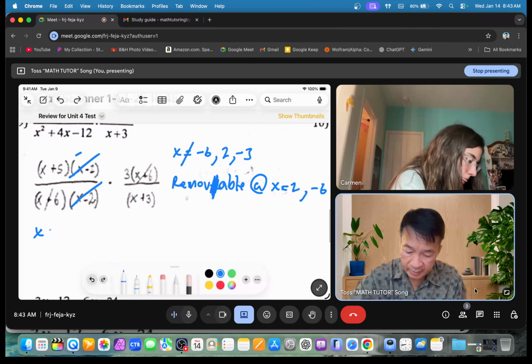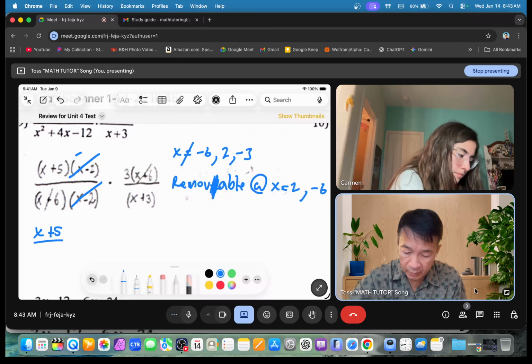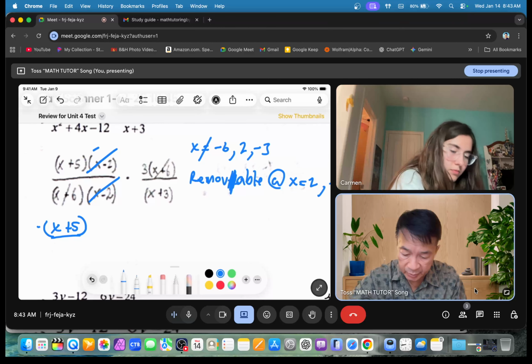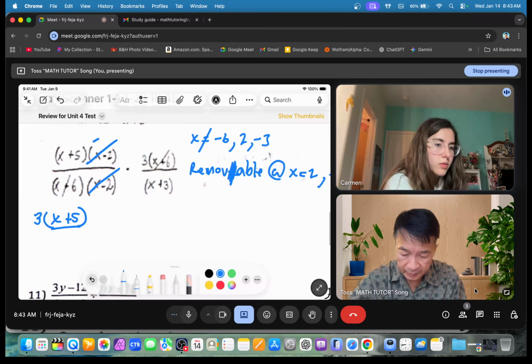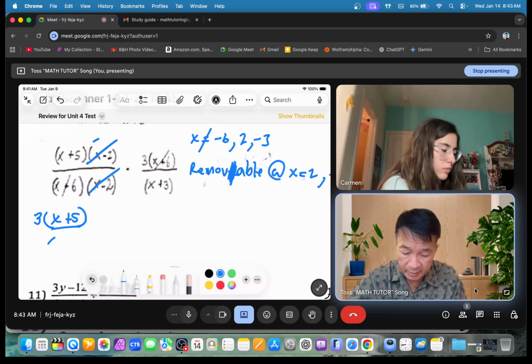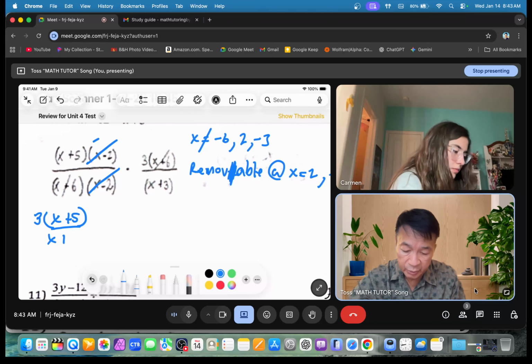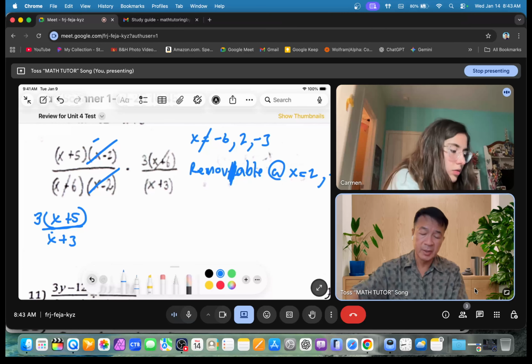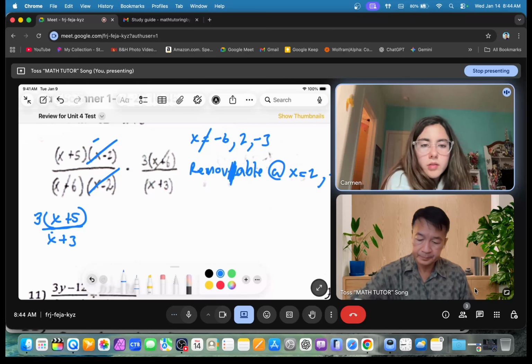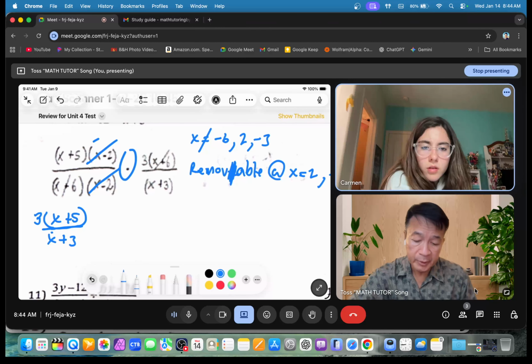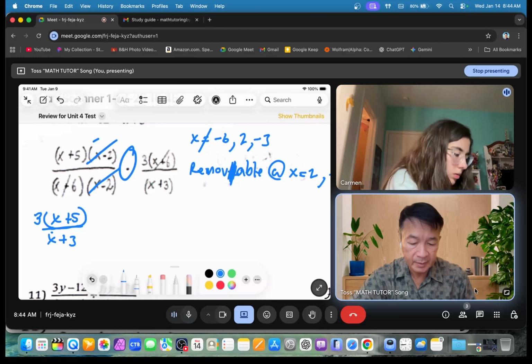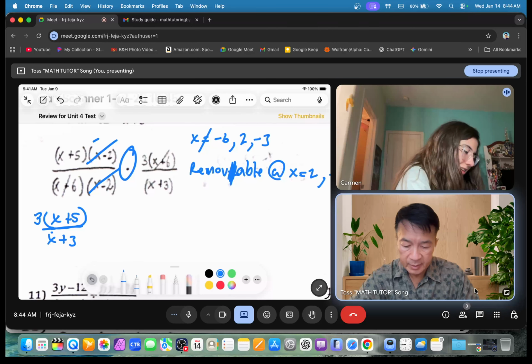Right. So the final answer should be x plus 5 and the 3. You don't have to distribute it in. Leave the 3 here. The denominator you should not distribute. The numerator you can. You'll know why later. Do I not need a common denominator for this? Not for multiplying or dividing. That would make things a lot easier.